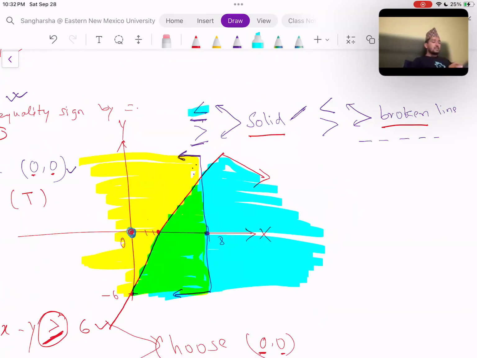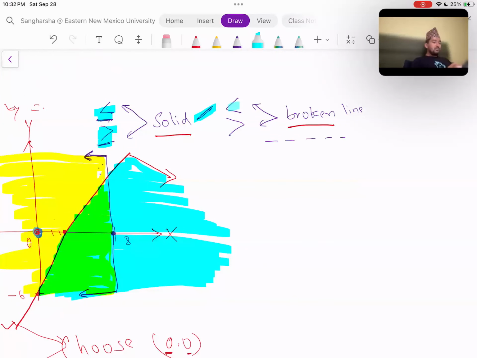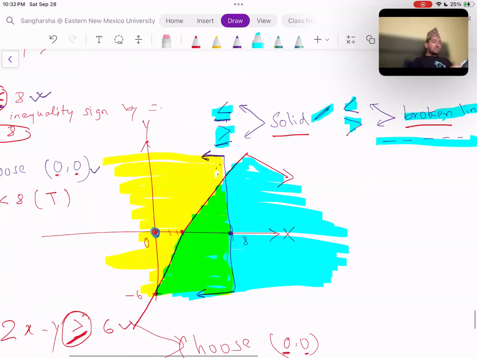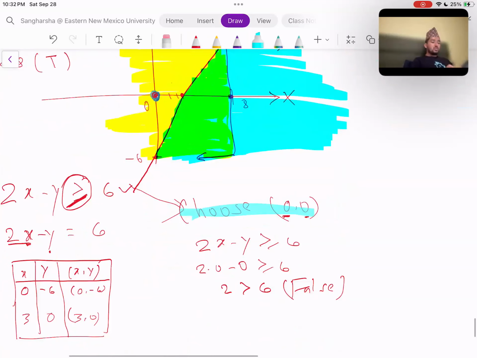So if you have less than or equal to, greater than or equal to, you're going to use a solid line to draw a straight line. If you have a strictly less than, strictly greater than, then you're going to use a dotted, broken line. Okay. And once you draw a graph, you always need to choose any point, and make sure to choose a point which is not on the line. Your testing point, it's not that you always need to choose 0, 0. You can choose any point, but your point should not be on the line. That's the main thing here.